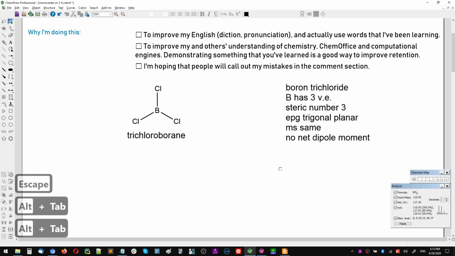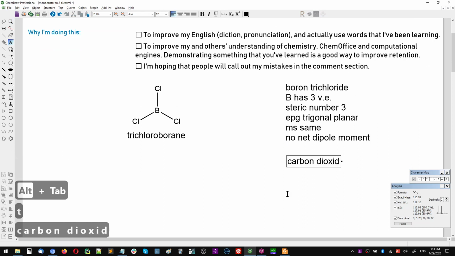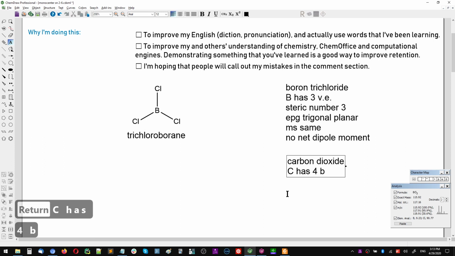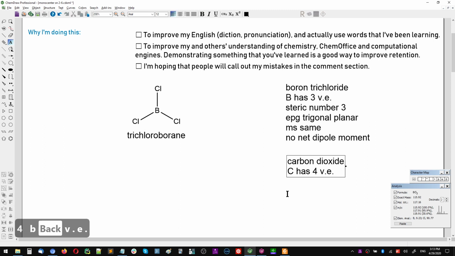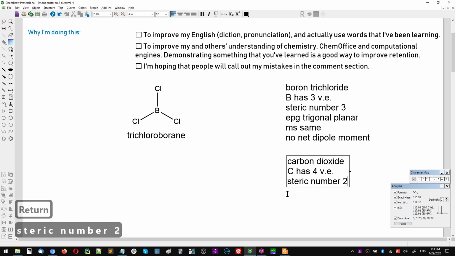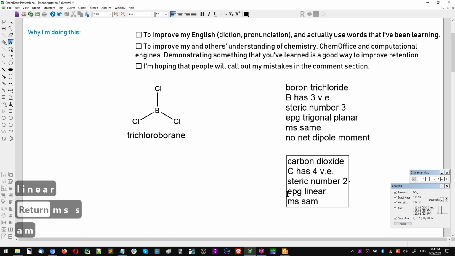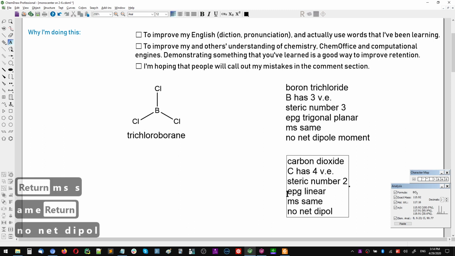Carbon dioxide. Carbon has 4 valence electrons, and in this case each oxygen will take 2 of them, so we have a steric number of 2. The electron pair geometry will be linear, and the molecular shape the same. Very easy in the beginning.